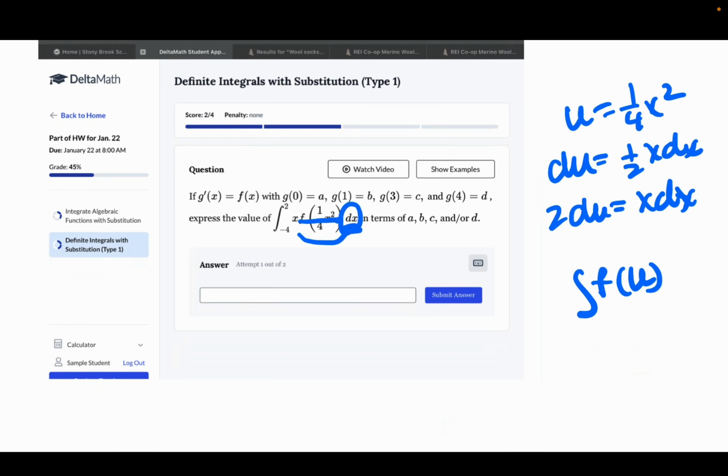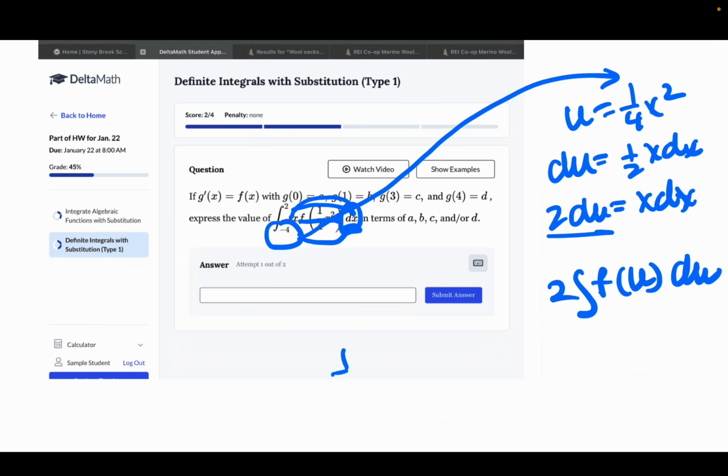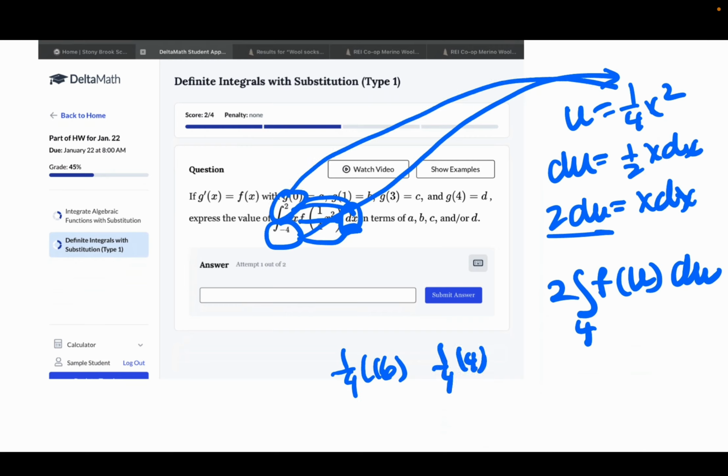Sorry, x dx. This whole thing right here is 2 du. And my new numbers. -4, fill it in here, and you get 1/4 of 16. So you get 4. And then if you fill in 2, you get 1/4 of 4, so you get 1.